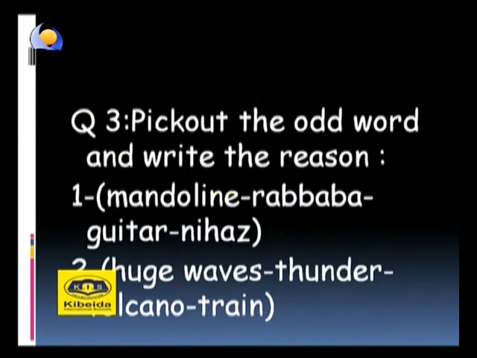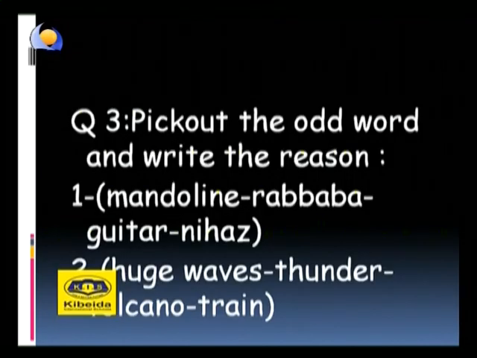Mandolin is one of the string instruments, rababa is one of the string instruments, guitar is one of the string instruments, but nahas is a percussion instrument. So the odd word is nahas. You have to take your time and think about the words one by one. So nahas is the odd word because it's a percussion instrument while the others are string instruments.